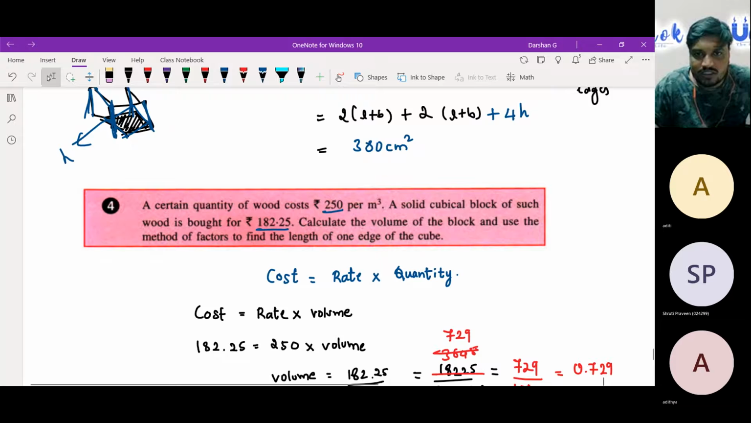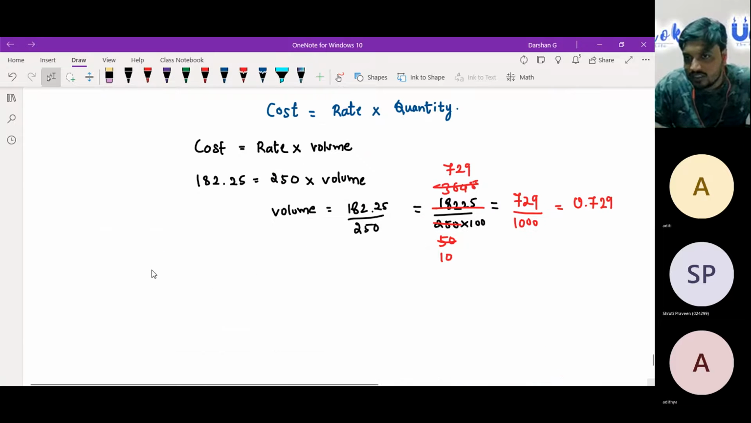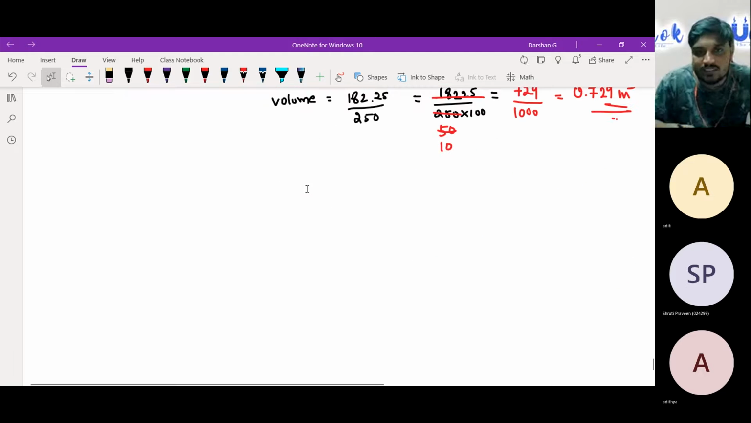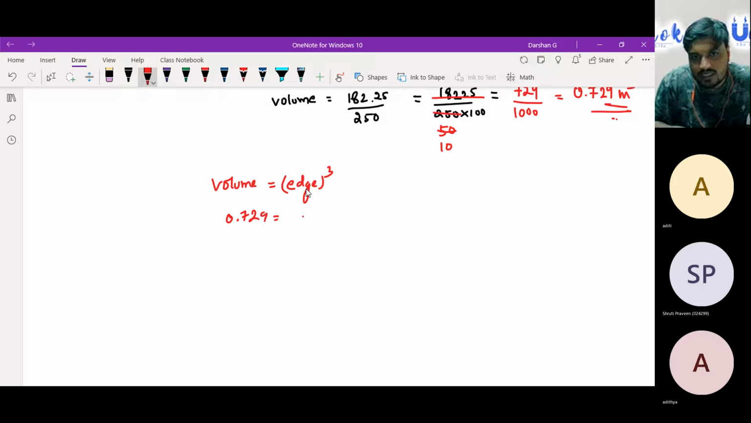So this is the volume, and the unit is meter cube. It is 0.729 meter cube. Now I understood the volume. They want the length of the cube, which is very simple for us. Volume equals edge to the power of 3. So 0.729 equals a cubed, and a equals the cube root of 0.729. What is the answer? Anybody?